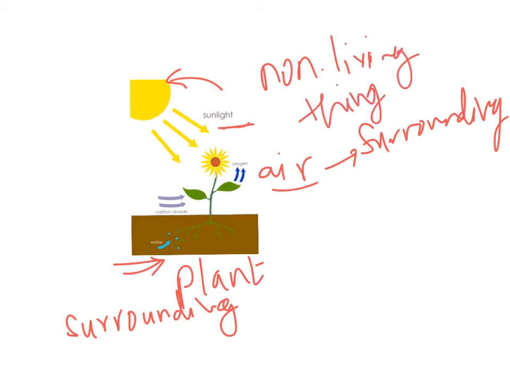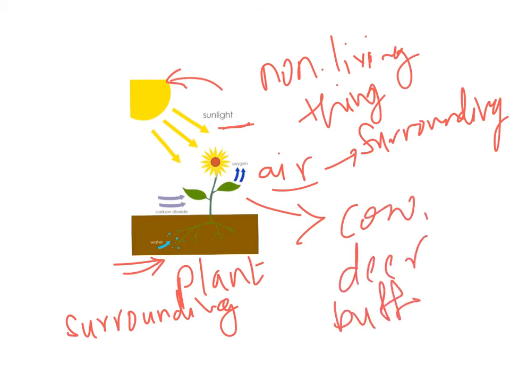Plants are eaten by animals like cow, deer, buffalo, right? So all living things are dependent on each other.